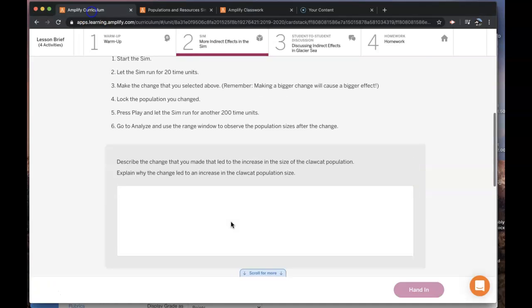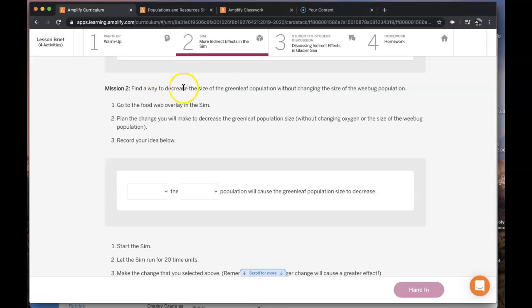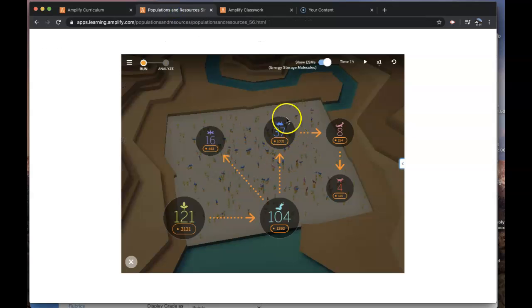Now we'll look at Mission 2, which is to find a way to decrease the size of the greenleaf population without changing the size of the weebug population, which is its consumer population. So what you would have wanted to have done is decrease the furbill population. So furbills eat weebugs, and then weebugs eat greenleafs.